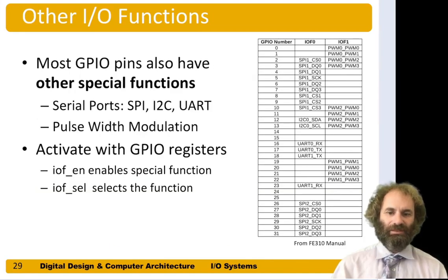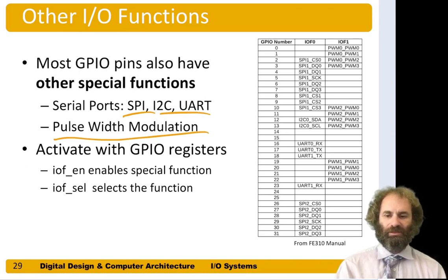So most GPIO pins are also associated with other special functions. For instance, our microcontroller has serial ports, several types, and pulse width modulation signals. So, for example, GPIO pin 2 can also be used as a chip select for a serial peripheral interface, or as a pulse width modulation output. Pin 3 is a data signal for the serial peripheral interface, or another pulse width. Pin 5 is a clock for the serial peripheral interface, no other options.